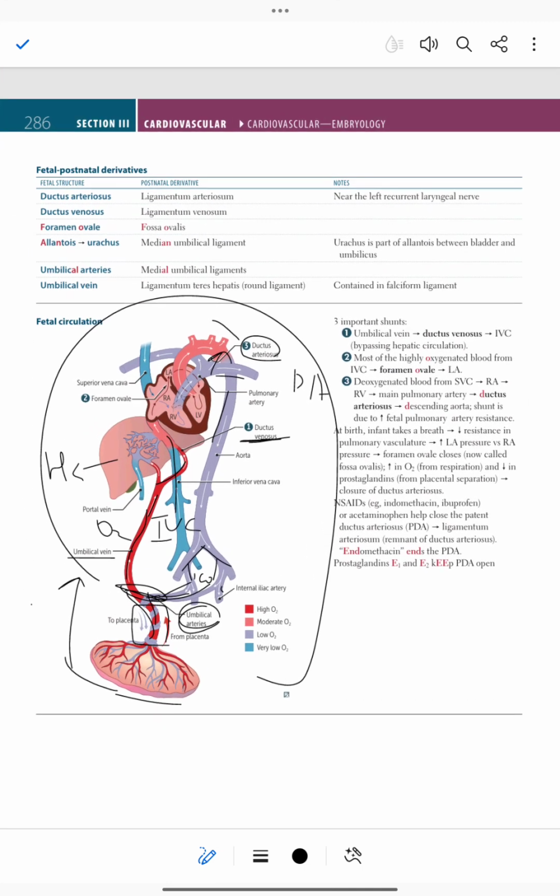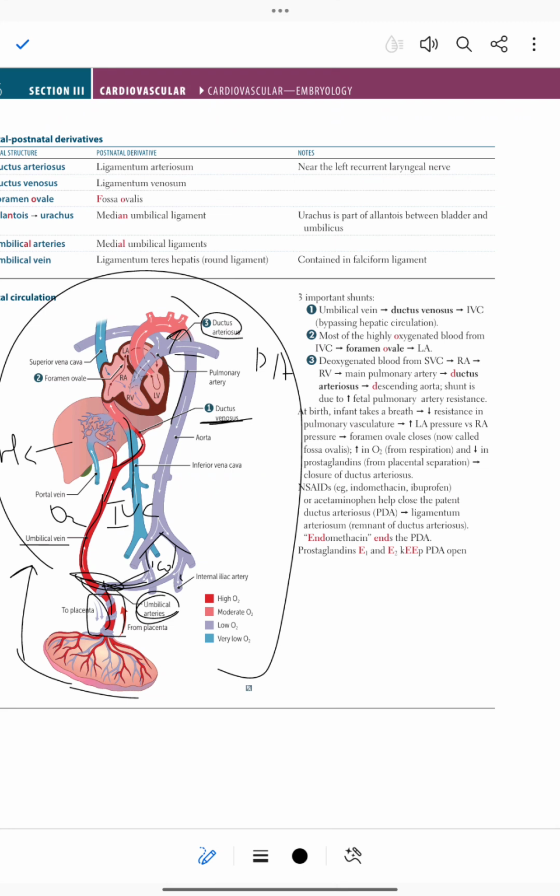So, in fetal circulation, three important shunts are: first is ductus venosus. Ductus venosus located between umbilical vein and inferior vena cava. Second is foramen ovale. Foramen ovale is located in the interatrial septum. It provides blood flow from right atrium to left atrium. Third important shunt is ductus arteriosus. Ductus arteriosus provides the blood flow from pulmonary artery to aorta.